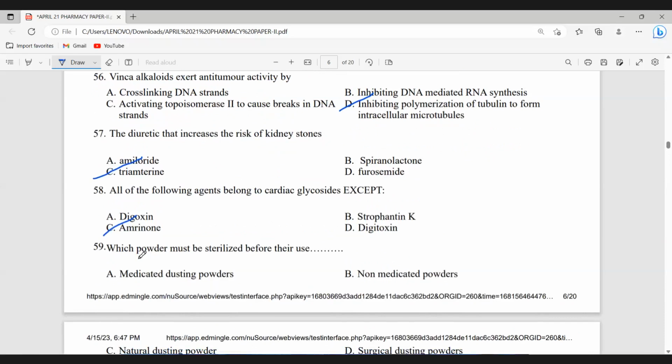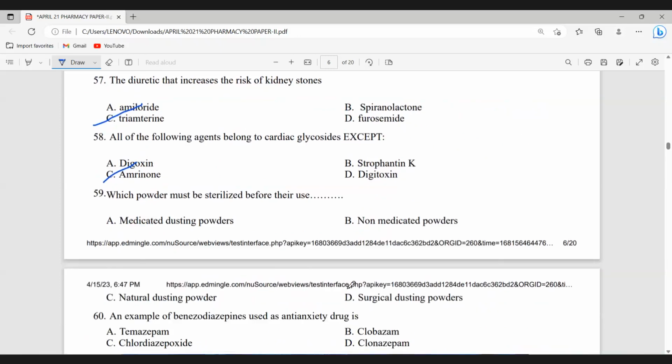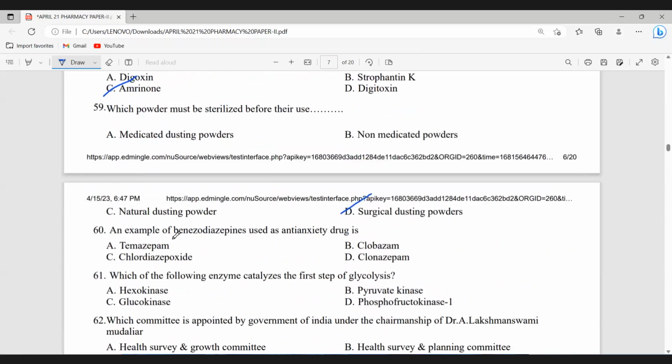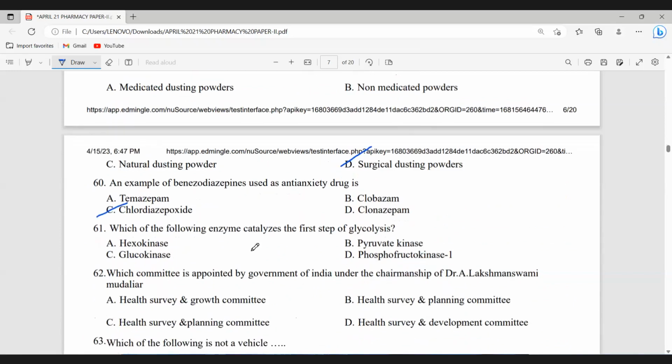Then 59. Which powder must be sterilized before use? Surgical powders have to be sterilized before they are used. Then question number 60. An example of a benzodiazepine used as an anti-anxiety drug is... This is a direct question. That is chlordiazepoxide.